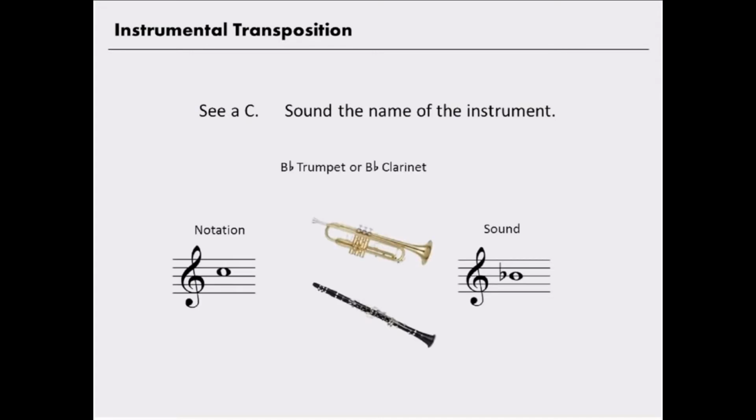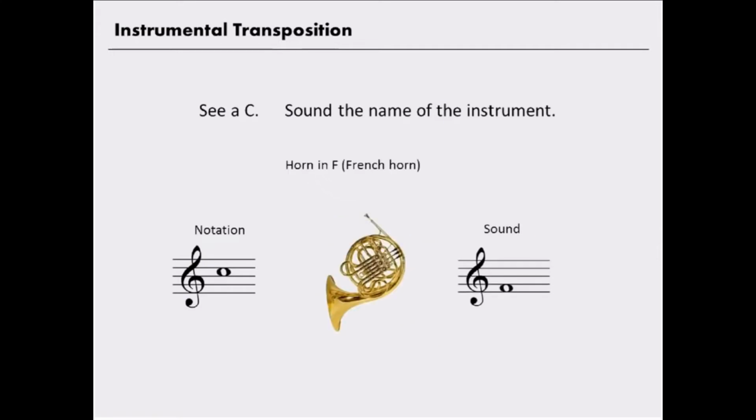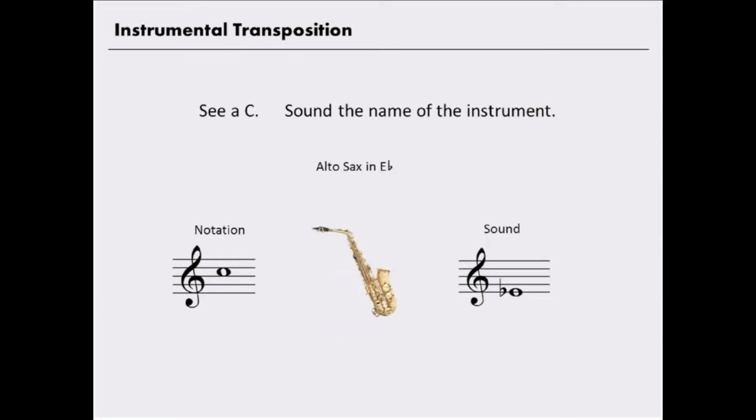I like to start with a basic formula that works for virtually every transposing instrument. When you see a C, you sound the name of the instrument. Let me say that again. When you see a C, you sound the name of the instrument. On a B-flat instrument, like a B-flat trumpet or B-flat clarinet, a written C will sound a B-flat. On horn in F, a written C will sound an F. Alto sax is in E-flat, so a written C will sound E-flat.